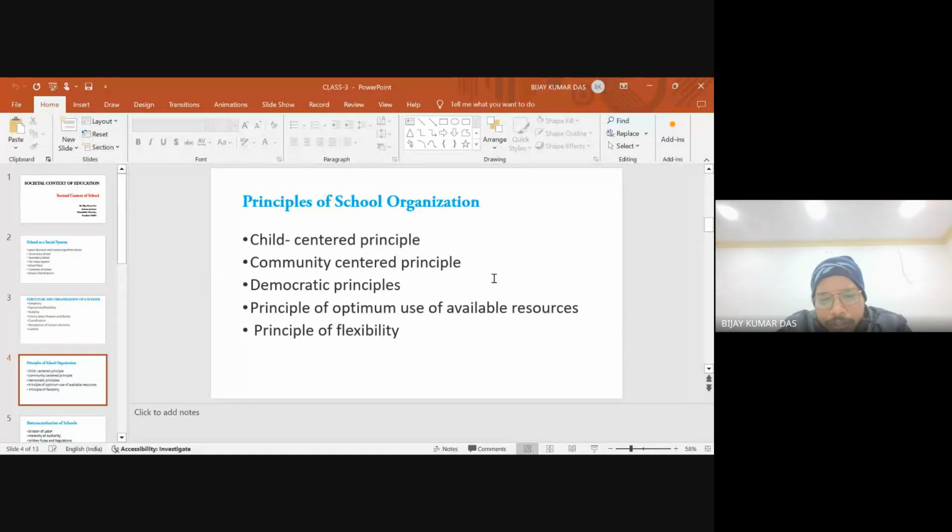And also the principle of flexibility is there, for bringing changes, for bringing some new rules for proper functioning of the school, for proper management of your school. We can bring certain flexibility in the system.